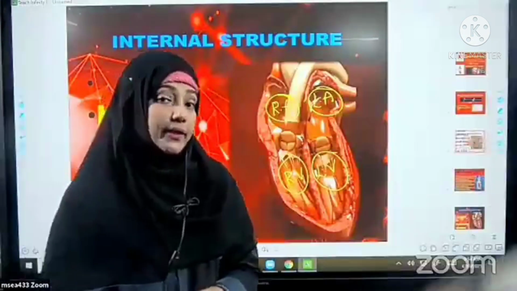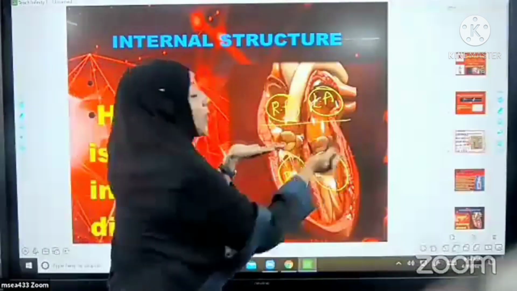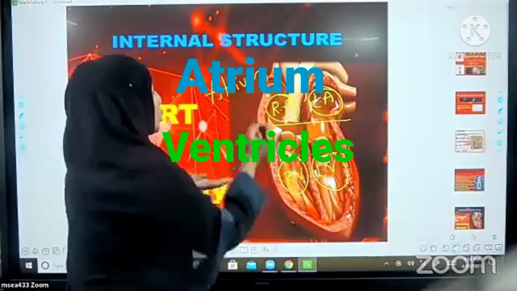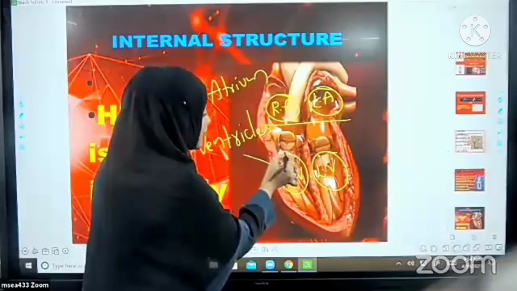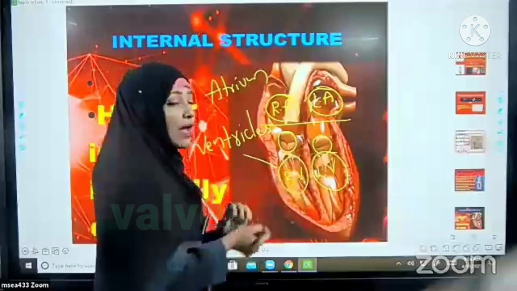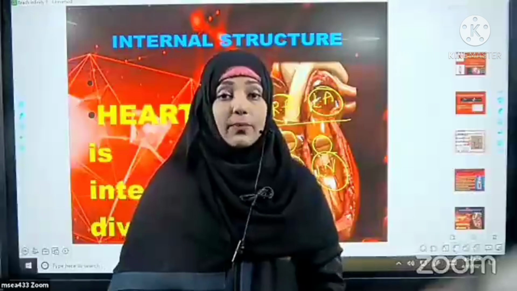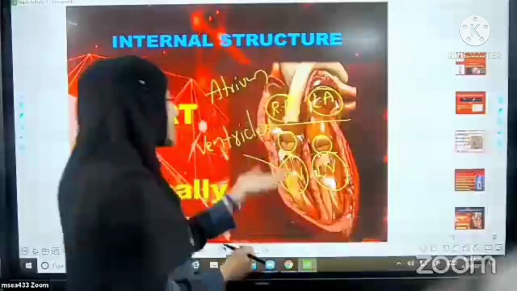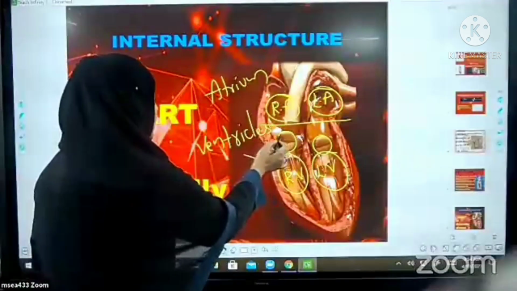So the heart is divided into how many chambers? Four chambers. The upper two are called auricles or atria. The lower two are called ventricles. And you can see something here. These structures are the valves. As I said, valves are present in the veins, and valves are also present in the heart. So these are the valves present in the heart.